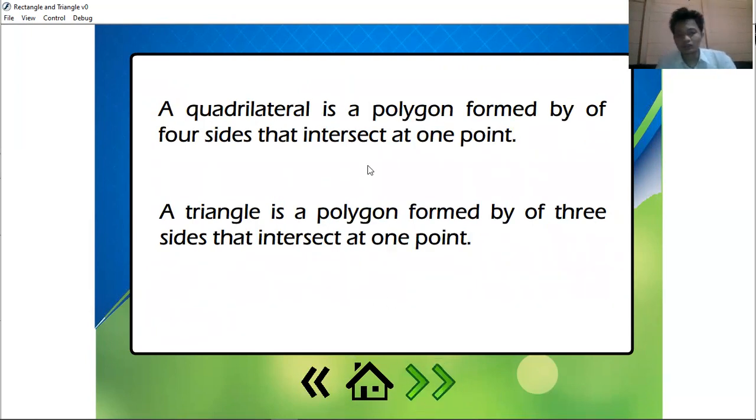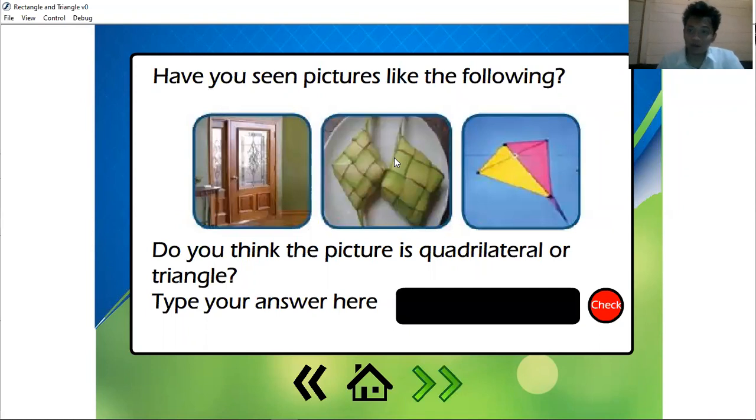Next, a quadrilateral. A quadrilateral is a polygon formed of four sides that intersect at one point. A triangle is a polygon formed of three sides that intersect at one point. Next, have you seen a picture like the following? Do you think the picture is a quadrilateral or a triangle? If the student tries to answer triangle, then check.